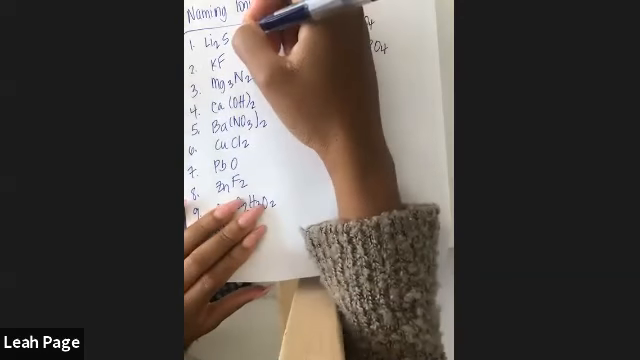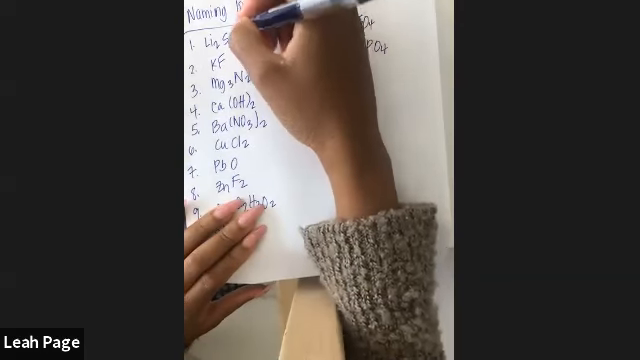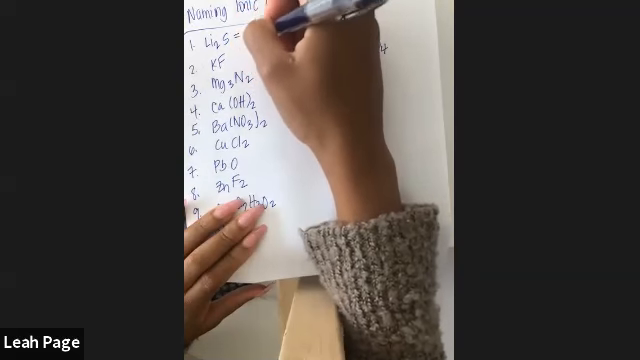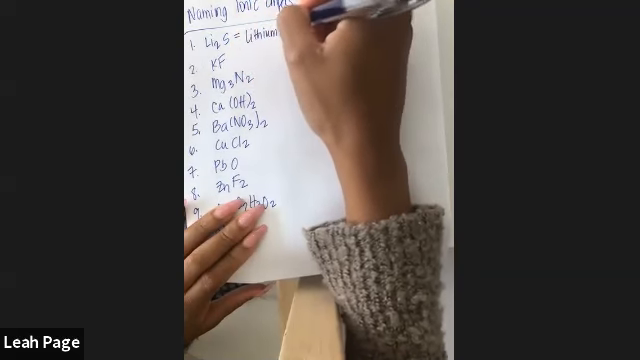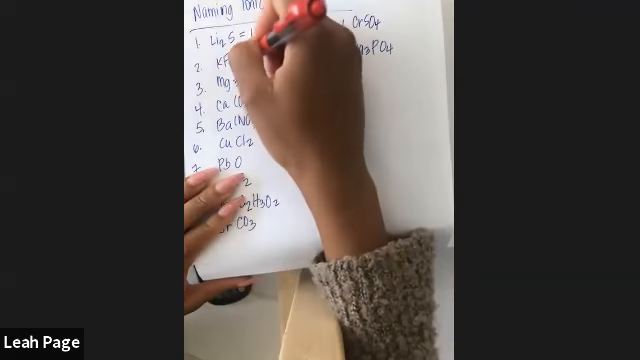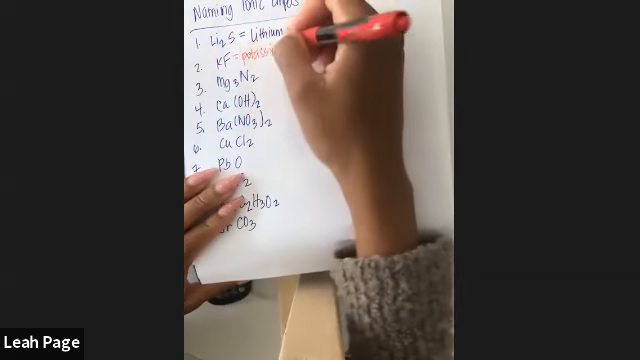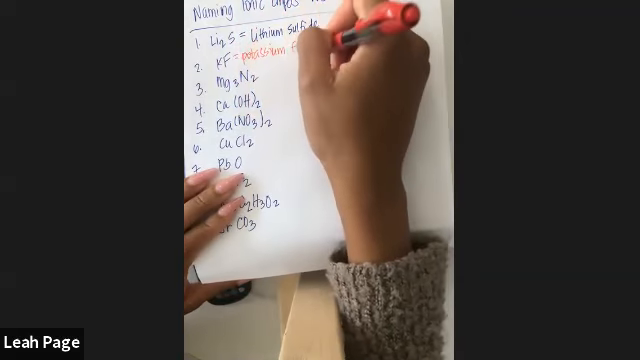All right, guys, let's talk through it. Can we say what the first element is? Lithium sulfide. Okay, lithium sulfide. Perfect. Let me write the answers in a different color. What about number 2? Potassium fluoride. All right, great. Potassium fluoride. Number 3.